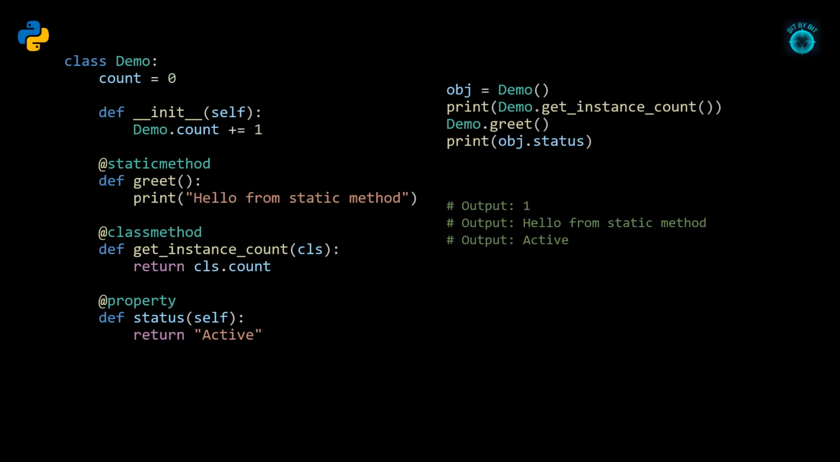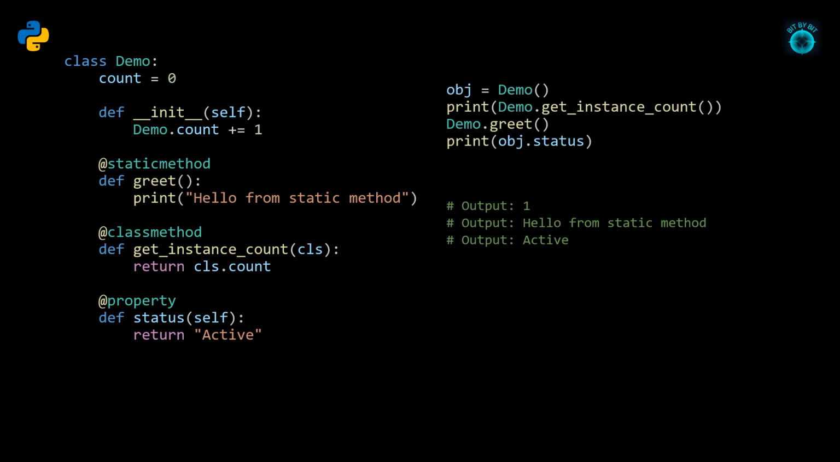We define a class called demo with a class variable named count. In the constructor, we increment count each time a new object is created. The method greet is decorated with @staticmethod, so it can be called directly on the class without needing an instance. The method get_instance_count is decorated with @classmethod, and it uses the class itself, referenced as cls, to access the count. Finally, the status method is decorated with @property, so it can be accessed like an attribute without parentheses.